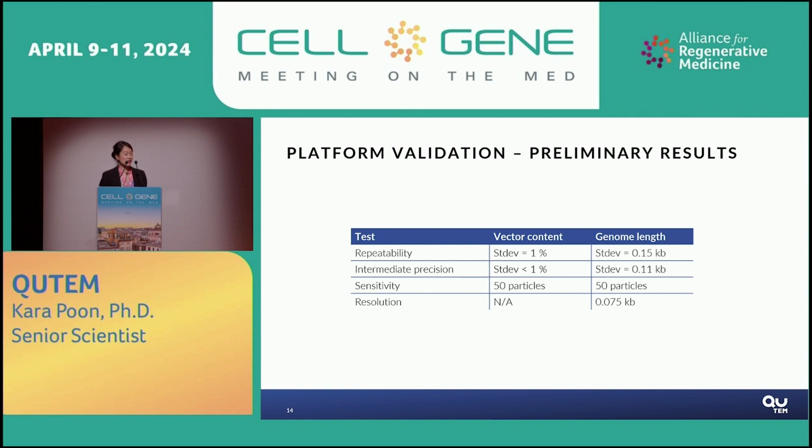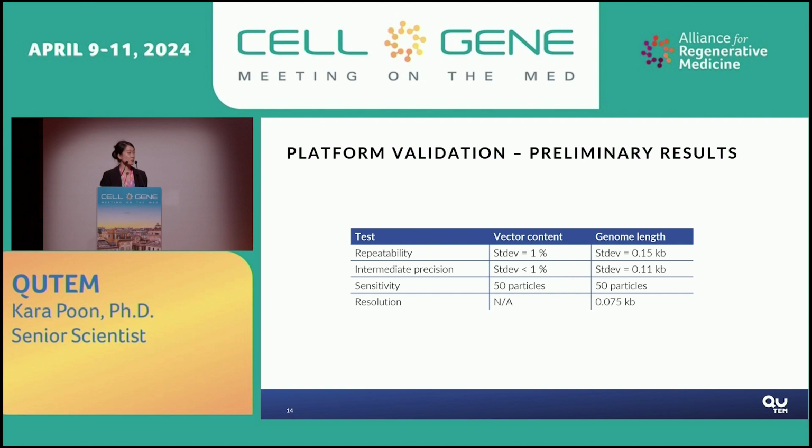What's really interesting, though, is the sensitivity. By that, I mean how many particles do you need in order to be able to see a subpopulation? And this is only 50 particles. So this means that we only need to have 50 particles out of a data set of 1,500 particles in order to be able to tell you that you actually have a subpopulation present.